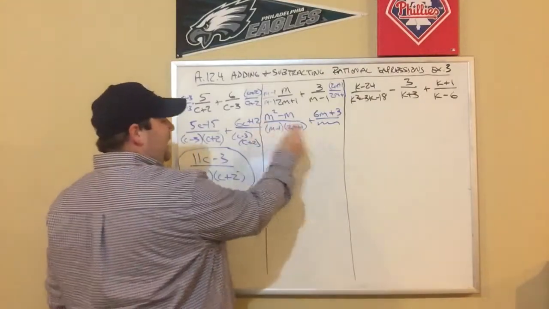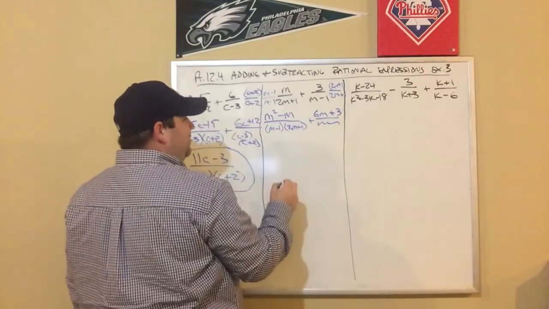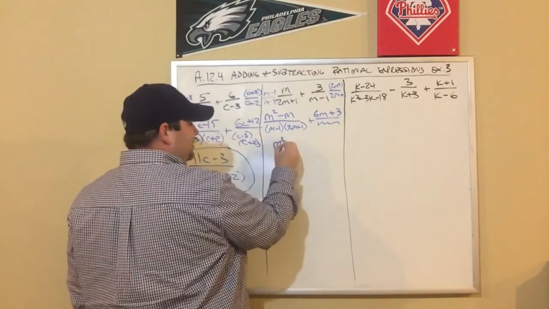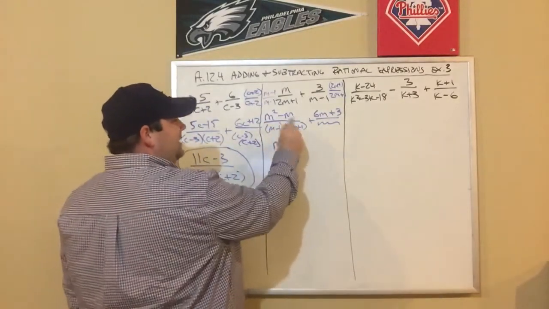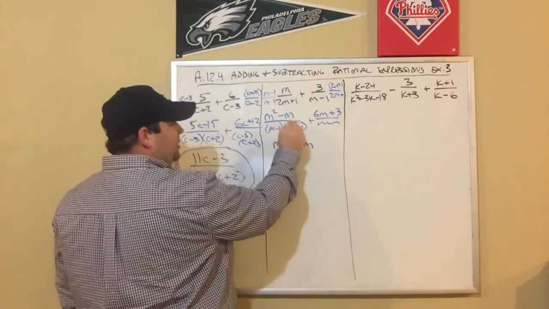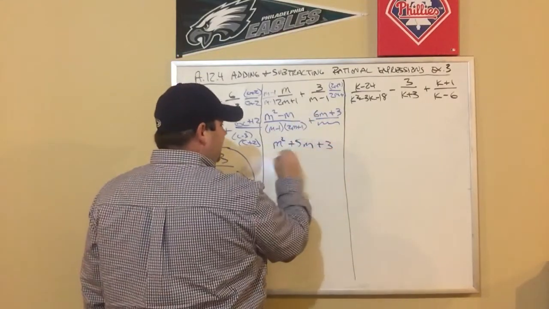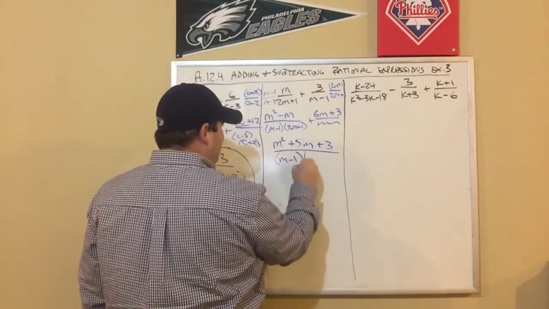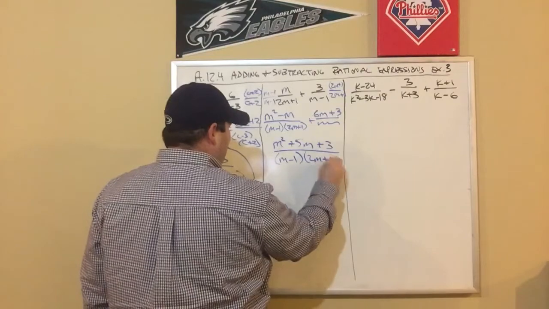Now I can combine. I can add because I've got common denominators. I've got m squared. I have no other m squareds here, so it has no like terms. So I'm just going to say m squared. Then I've got negative m plus 6m. That's positive 5m. And then I've got no other number here, so it'll be plus 3. And then on the bottom, I've got m minus 1 times 2m plus 1.